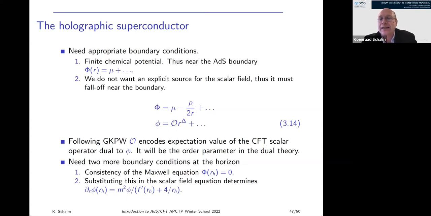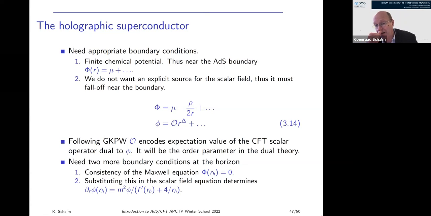So this is literally, of course, encoding the physics of spontaneous symmetry breaking, right? I have a spontaneous creation of a vacuum expectation value, which is charged under a global symmetry. And this value O, or the VEV of O, will be the order parameter in the dual theory. So these are two of the four boundary conditions, and I need two more.